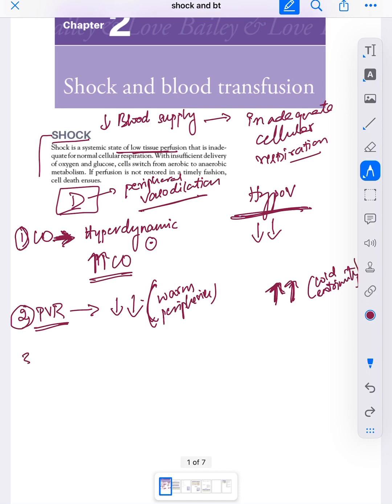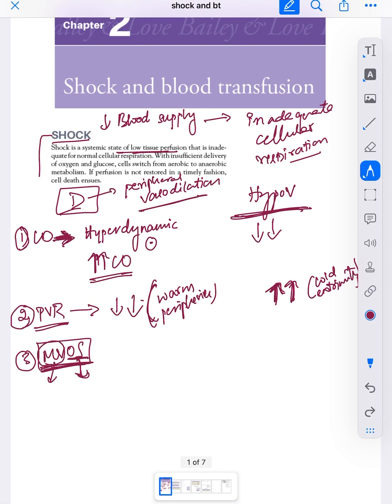Okay, next, what happens to the mixed venous oxygen saturation? This is a very important concept. So many questions are asked from this topic. Okay, what is mixed venous oxygen saturation? Let's understand. We are basically measuring the oxygen saturation, correct? Oxygen saturation from where?